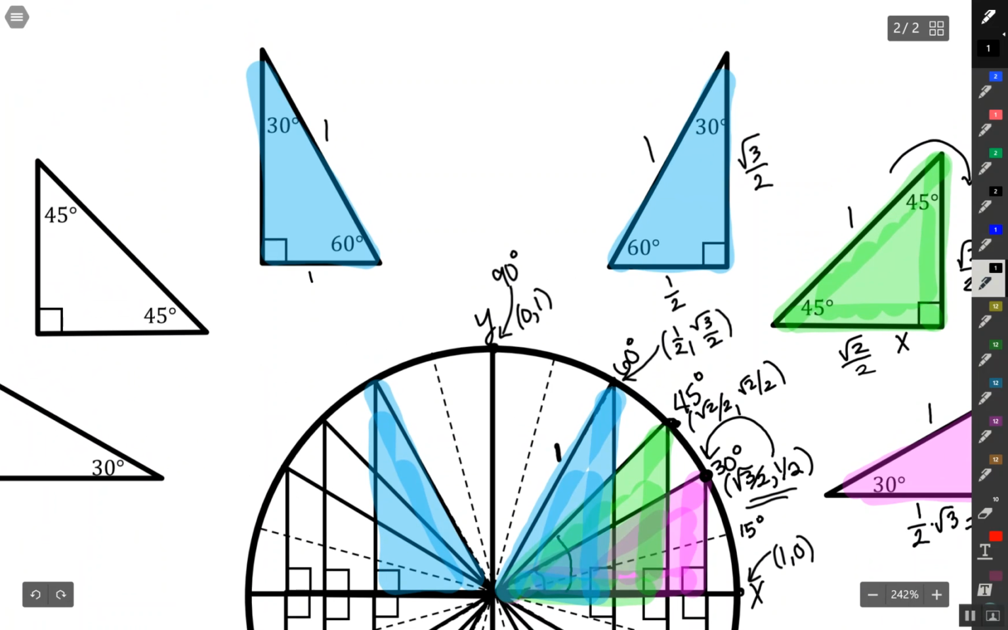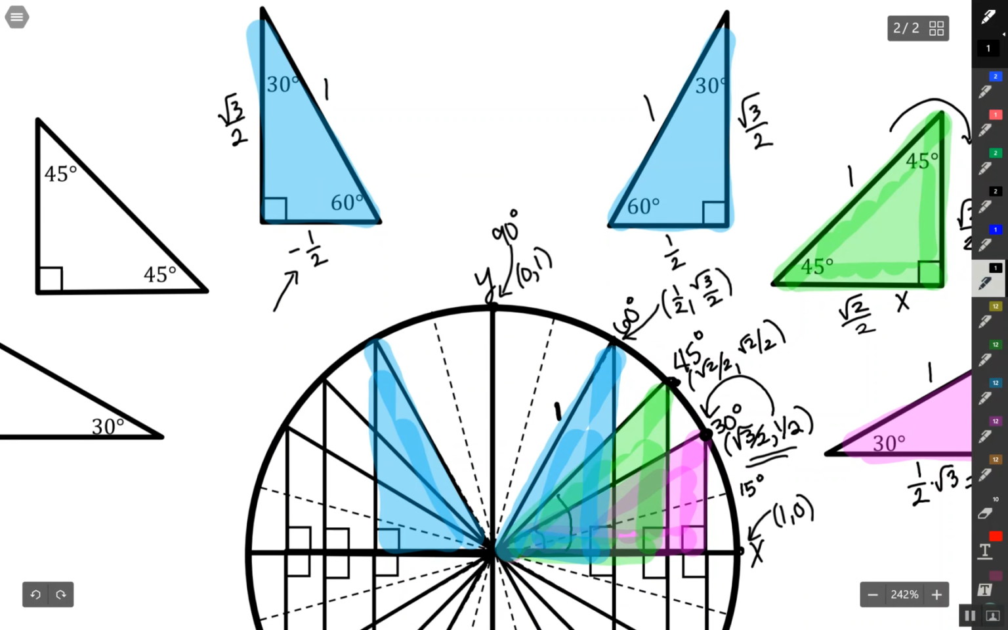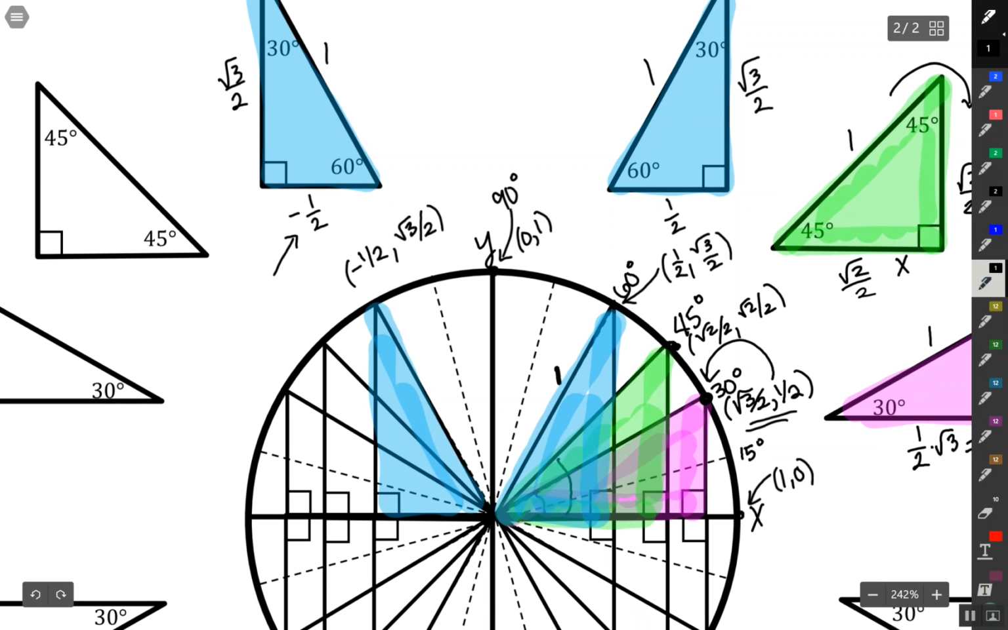So you could put the 1/2 here in the rad 3 over 2, but the big difference is it's now going to be going left, so that makes this a negative 1/2. Because it's going left a half, so negative 1/2. So this point right here is negative 1/2 up rad 3 over 2. So it's the same except negative for the x value. This angle here, if you count by 15 degrees, so this is 105, this is 120 degrees right here.